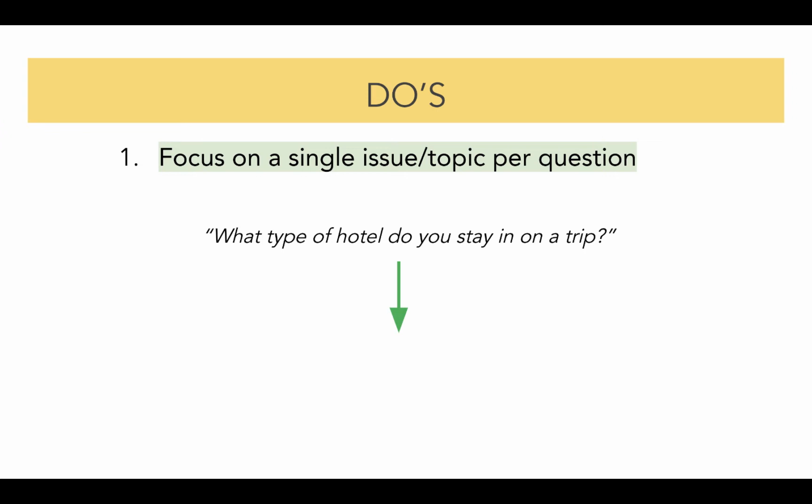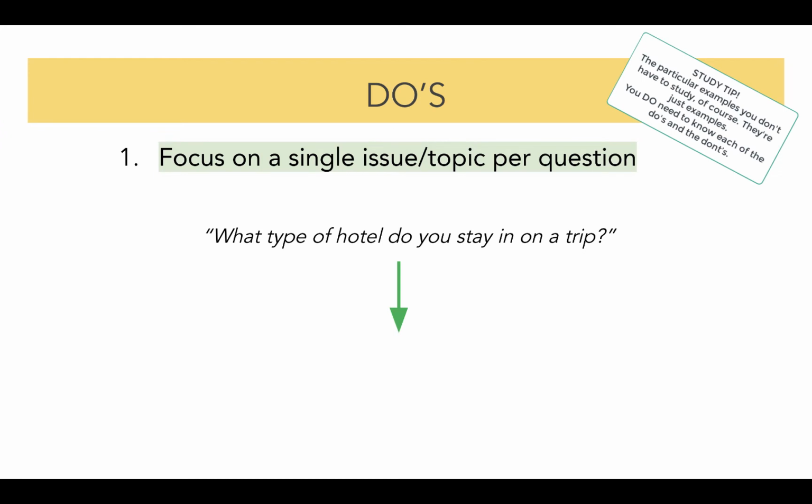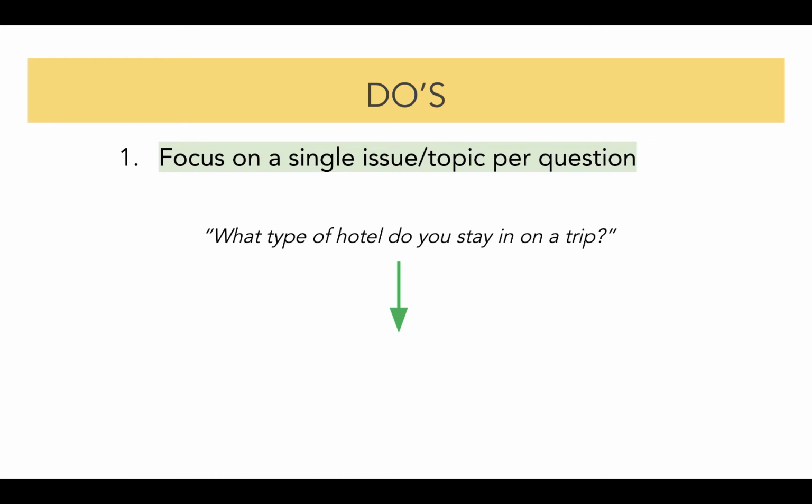So next, I want to discuss a couple do's and don'ts of question design. So the first do to keep in mind is that you want to focus on a single issue or topic per question. Don't try to have multi-layered questions that involve a lot of different things. For example, what type of hotel do you stay in on a trip? Well, kind of depends what sort of trip I'm on, right?